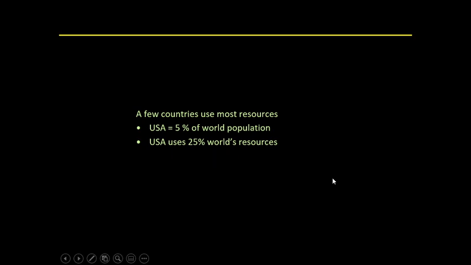The US is only about 5% of the world population, but it uses 25% of the world's resources. Let that sink in for a moment.